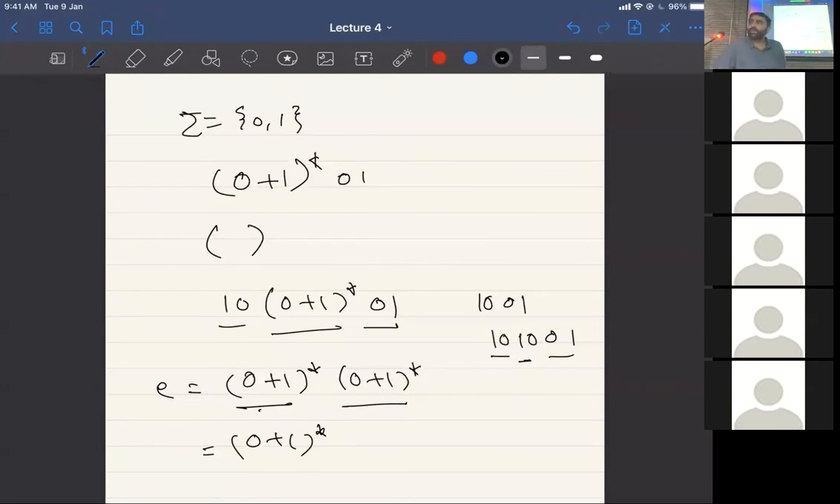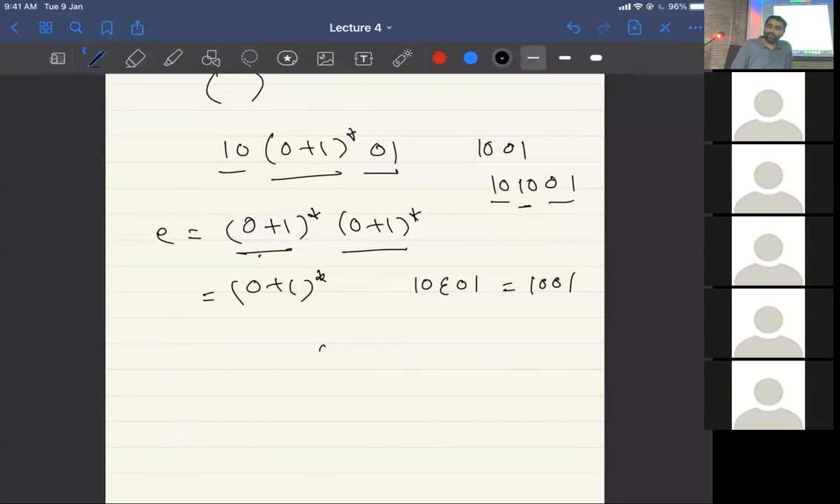Yes, whenever you have a star, the empty string is always there. For example, if I write a string as 10 epsilon 01, then this is exactly equal to 1001, because epsilon means nothing. It's like if you are using Java or Python, you have 10, then you add an empty string, then you add 01. Whether you add it or not doesn't have any impact. Is this clear?